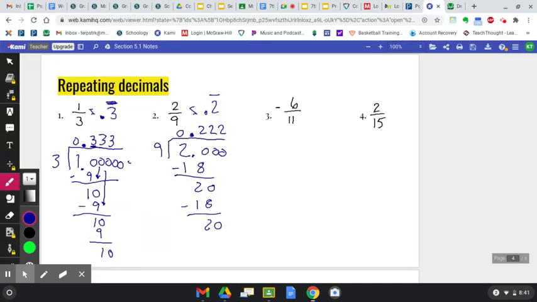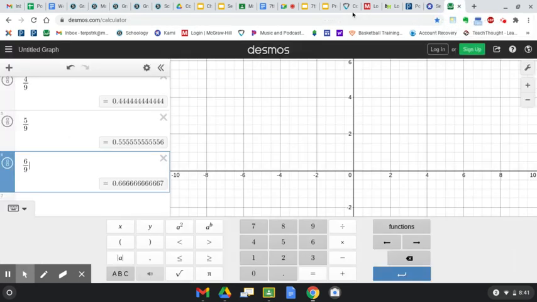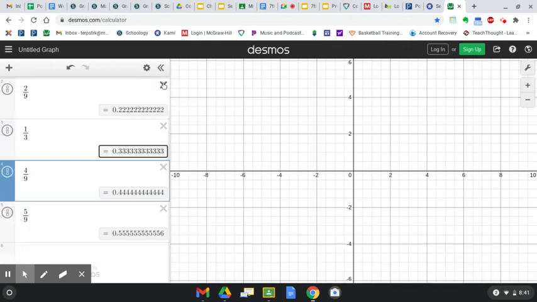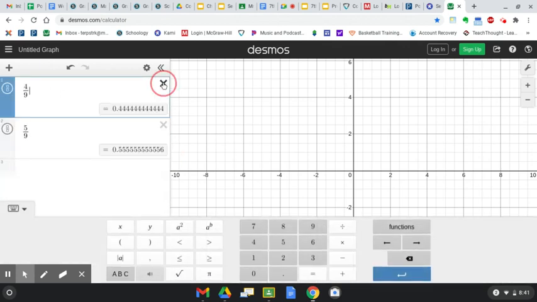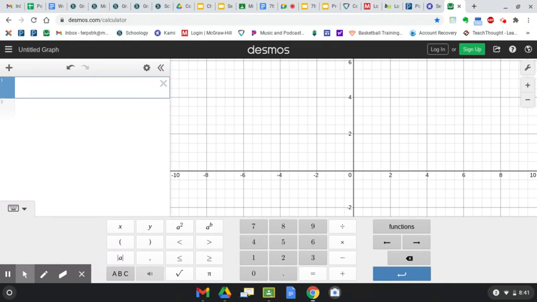And again, you should know how to do it longhand. You should know where that is. But we have these sweet technology tools called calculators that will help us out. So when I have -6/11, I know that my decimal is going to be negative. If I come here to my calculator, I can type in -6 divided by 11.